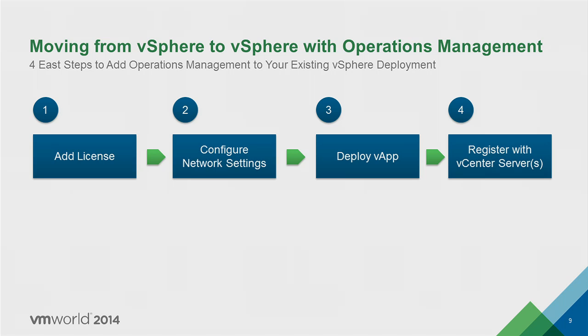And once you deploy the vApp, the next stage is to configure your vCenter servers. When you deploy vCenter Operations Manager to your vCenter, it's going to register that first vCenter. But if you have additional vCenters and you want to ingest the performance data, you can add additional vCenter servers from the administrative interface.